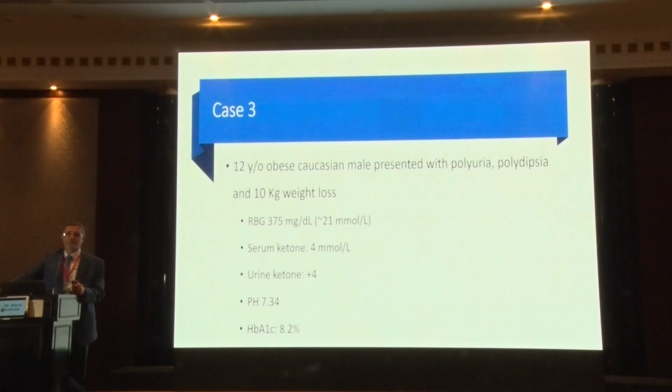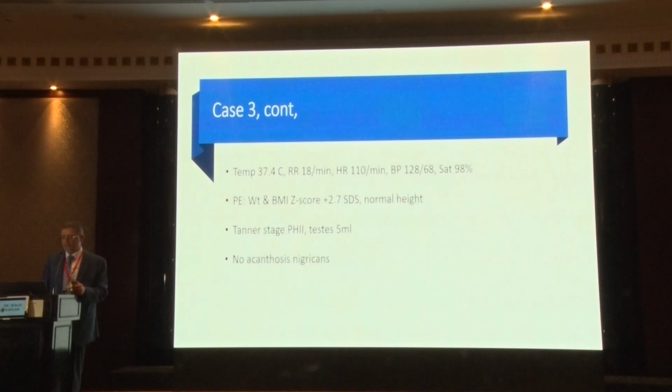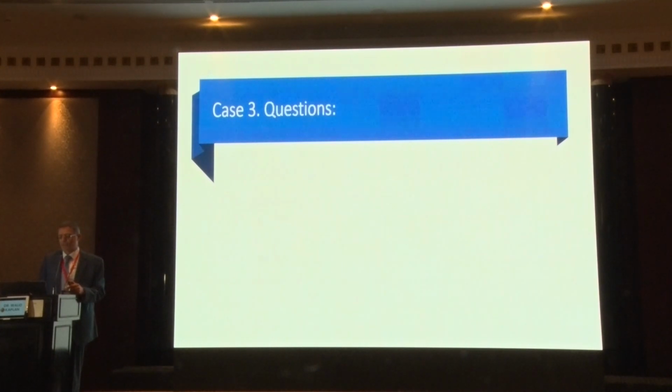Normal serum ketone, of course, is 0. Urine ketone is plus 4. pH is 7.34. HbA1c is 8.2%. Vitals are normal except for slight tachycardia. Child is obese. Weight and BMI both are above +2 standard deviation. He is in early puberty, and he has no acanthosis nigricans. Okay? 12 years old, obese, Caucasian, with the numbers I have shown you.